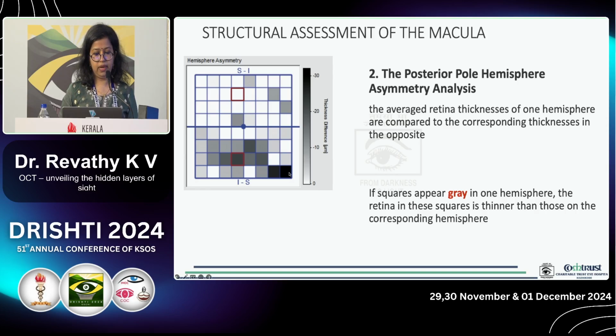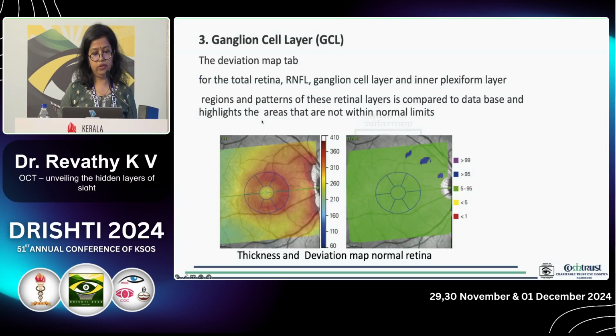If it is pitch black in color, that means the thickness variation is around 30 microns. Next, we can individually assess all the layers of the retina, like the retinal nerve fiber layer, ganglion cell layer, and inner plexiform layer. These regions are again color coded according to the database, and the deviation from the database is again color coded.